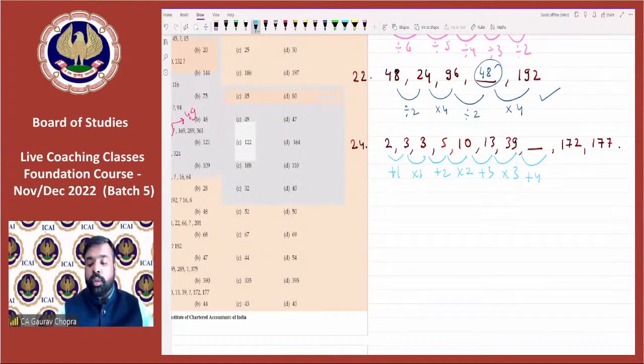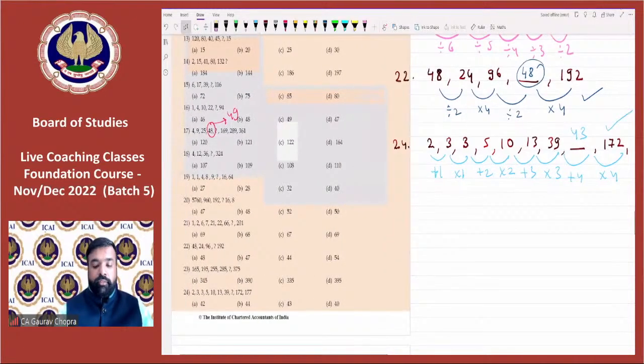So what is 39 plus 4? 43. And if you multiply 43 by 4, it is 172. That means our result is getting verified. So the correct answer will be 43. Correct answer is 43, option number C.